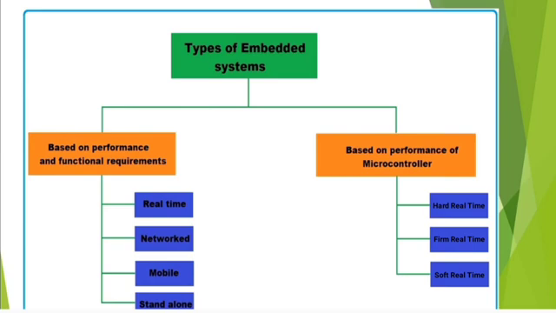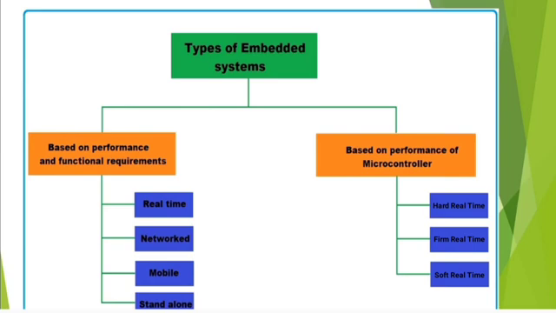The fourth is standalone embedded system. An embedded system which takes decisions on its own without human involvement. It is an intelligent part, and it is said to be standalone embedded system. Examples are modern washing machine. And based on performance of microcontroller.